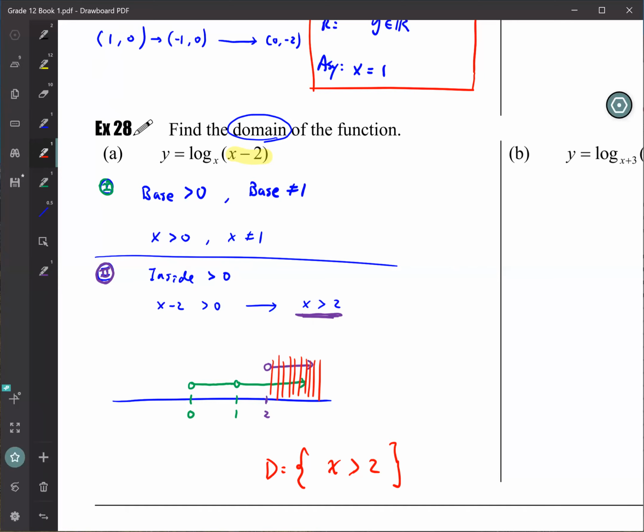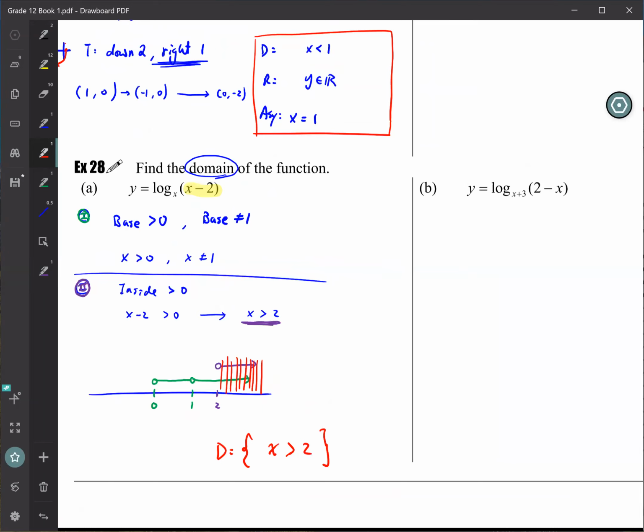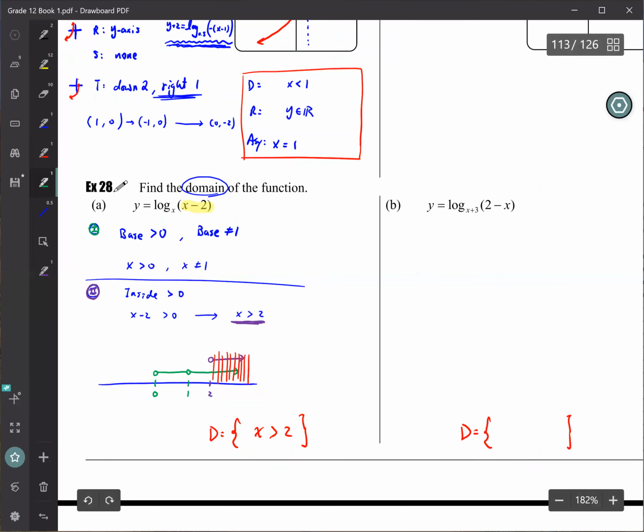Okay. So we have one more question. Okay, let's just try question B. If everyone gets it, then we have a break. Okay. So please carry it out. Find the domain. Okay, raise your hand when you finished. So same thing, okay? I'm gonna use green and purple, okay? When we go over it.